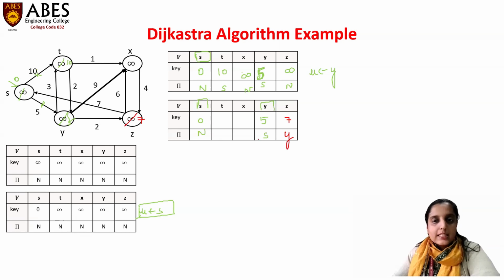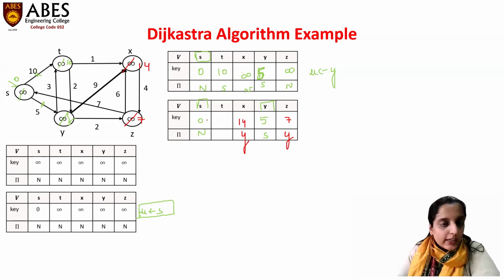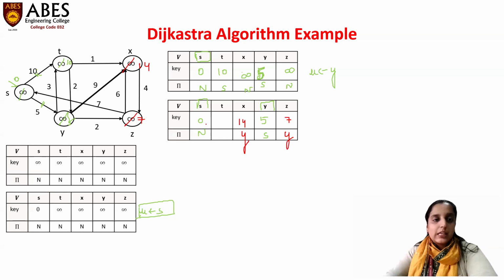From Y to X, X is currently holding value infinity and the edge weight is 9, so 9 plus 5 is what? 14. So 14 is also less than infinity. So you can mark it as 14 and the parent will be Y. Now, after this, from Y you can also travel to T, which is still unvisited. So 5 plus 3 is 8, and 8 is less than 10. So you can write T will be 8, and the parent will be Y. So these are all the updations that we have done till now.